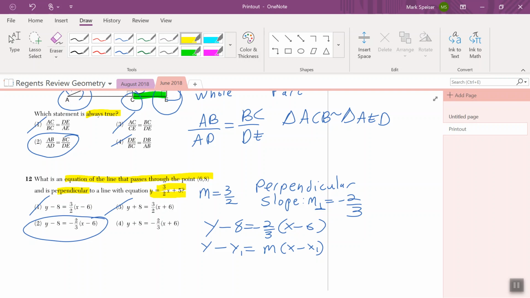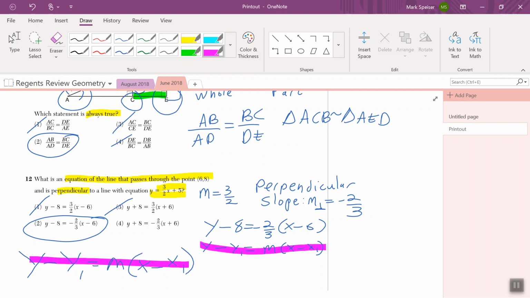Substitute in the point (6,8), so you have y minus 8 equals -2/3 times x minus 6. To remind you of what equation we're using, this is called the point-slope form: y minus y1 equals m times x minus x1. I wrote it twice, once here and once here. You substitute in the points. Remember, the equation itself has negative signs. That's very important, making it choice number 2.